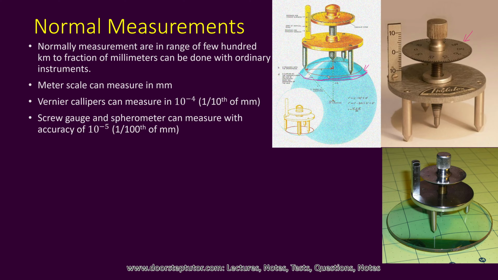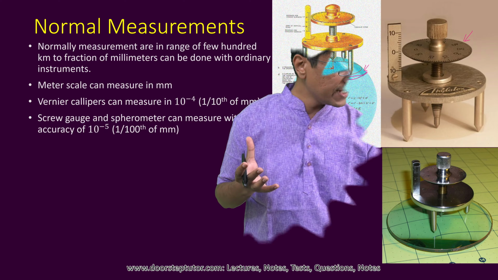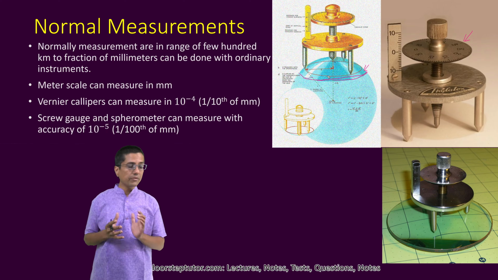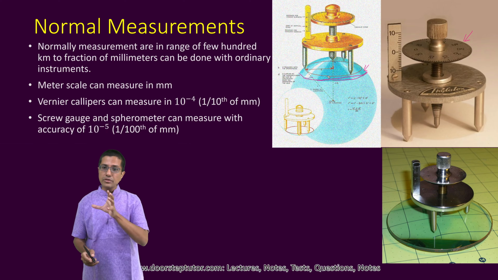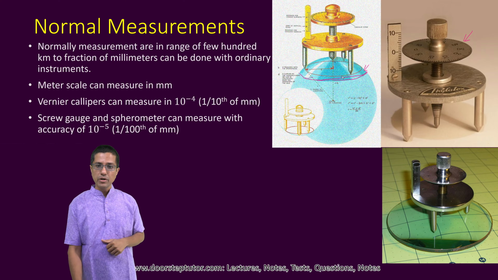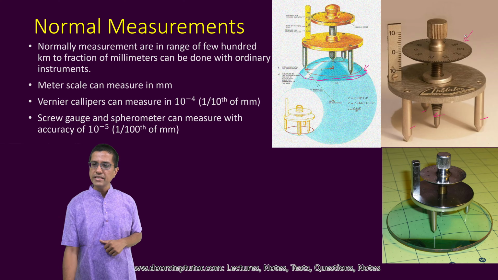And what do I want to do now? I want to measure the radius of curvature of that particular sphere, of that lens. So how do I do that? I use a device known as a spherometer. What a spherometer has is 3 fixed legs and 1 moving leg. And this moving leg I can move up and down by using this screw.